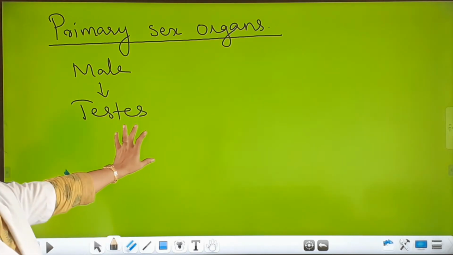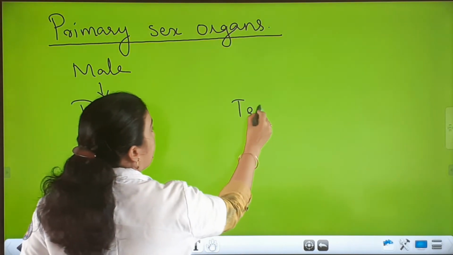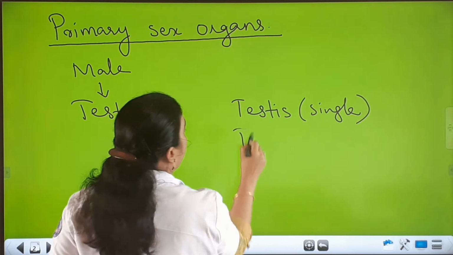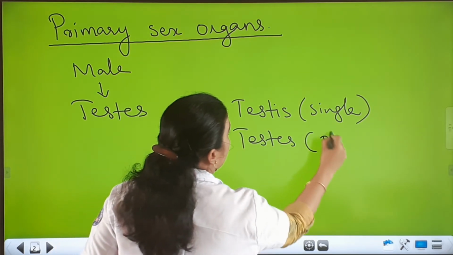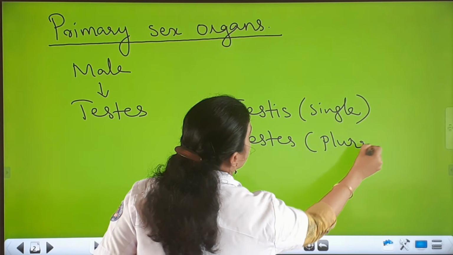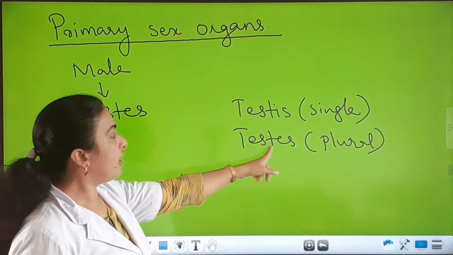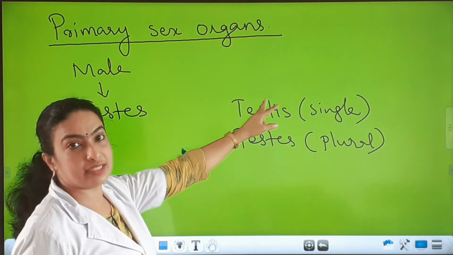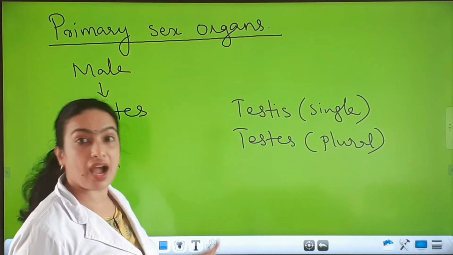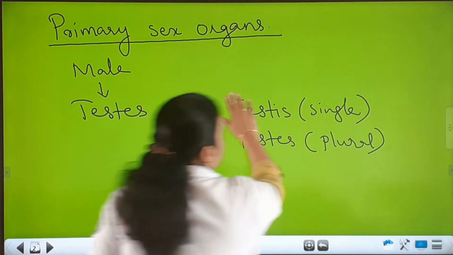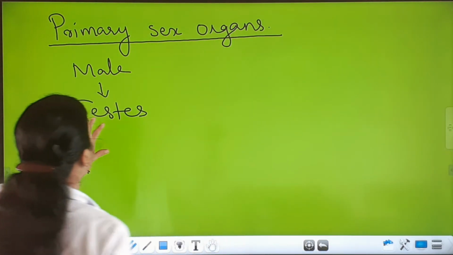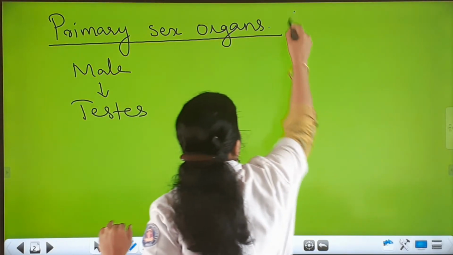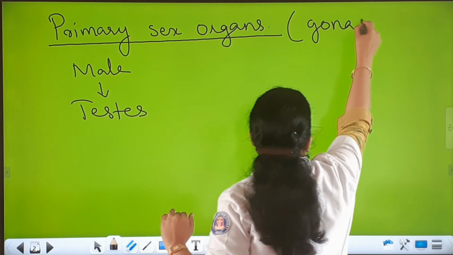Testes, this is a paired structure. This spelling, testis, means only single. And this plural is a paired structure. Okay, a pair of testes, we can spell it as T-E-S-T-E-S. A single testis, we can spell it as T-E-S-T-I-S. Okay, so here the testes are the primary sex organ, and these primary sex organs are also known as gonads.